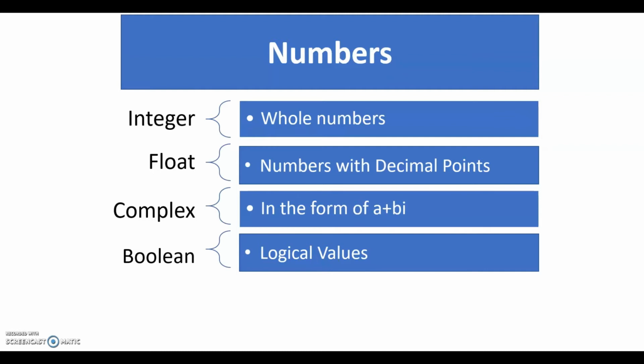Then come floats. The numbers with point values, or we can say decimal values, are floats, such as 2.5, 0.35. Then come complex numbers. All the numbers in the form of x plus yi, where x and y are some constant values, are called complex numbers. Next come booleans, also called bool. These are logical values. They can be represented in the form of 0 or 1. We can say that true or false values are boolean values.